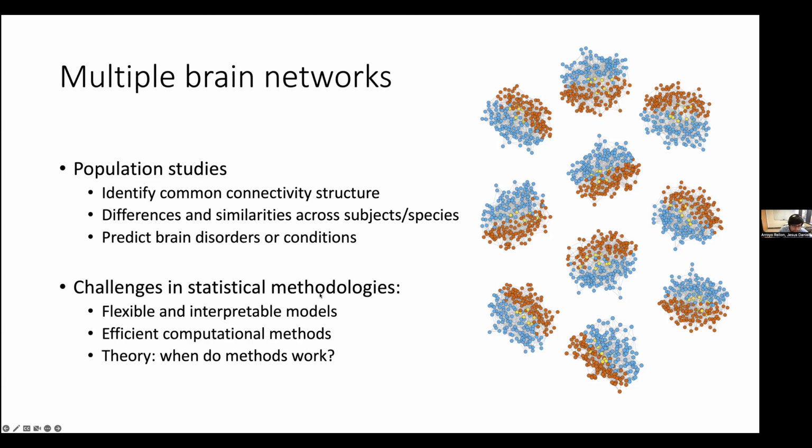Second challenge is that we want efficient computational methods, because the large magnitude of these networks usually creates problems in computation. So we want tractable models that allow efficient computations, and then we can obtain solutions that can tell us something about the brain. And finally, we want to understand the theory behind these models and methods in order to understand when we can do inferences about these types of problems.